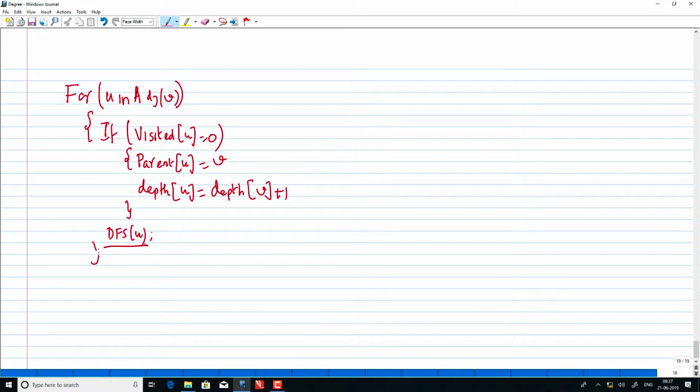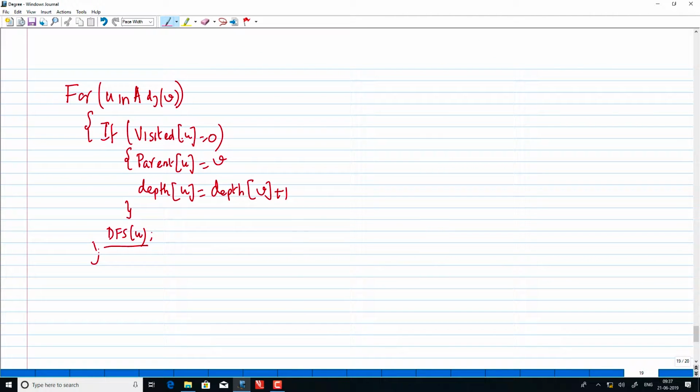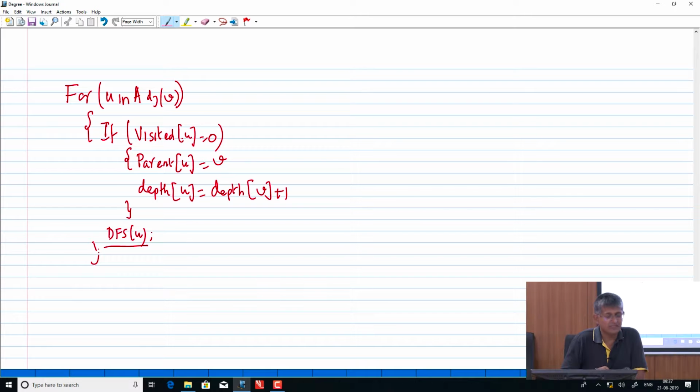Observe that I still call depth first search of U exactly as I call depth first search of U here. Once I enter the for loop, I call depth first search of U surely. The only additional work that I do is I check whether U is unvisited. If it's unvisited, then I say V is the parent of U, right? And then I say depth of U is one more than the depth of V, right? Two small modifications, redundant actually, right?